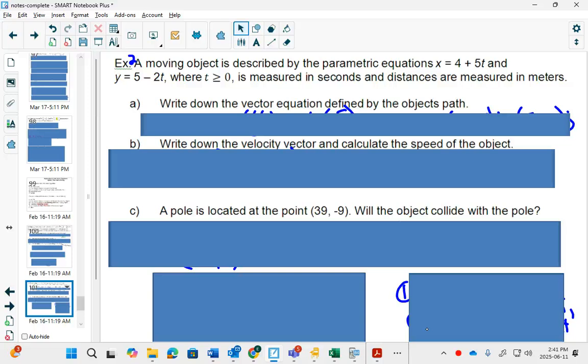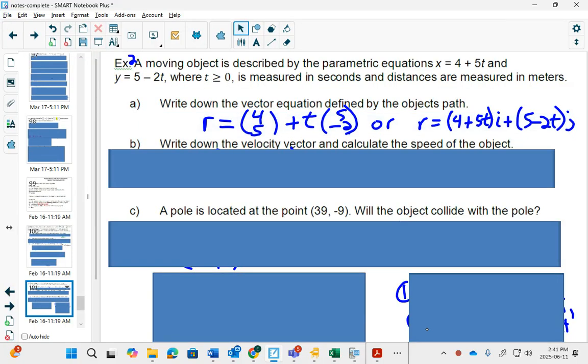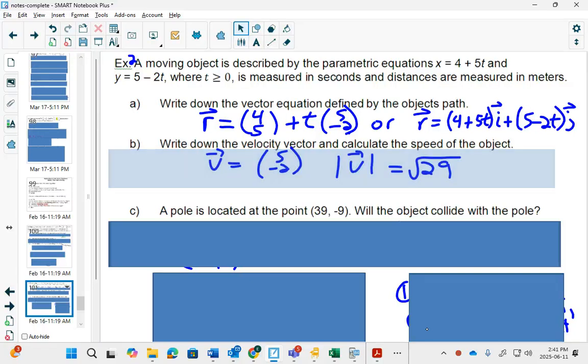They give us the parametric equations. Could you write the vector equations? Oh, and then I would move arrows over the i and the j. So here's our vector equation. Write down the velocity vector. Well, the velocity vector is your direction vector. And the length of it would be a squared plus b squared equals c squared. 5 squared is 25, negative 2 squared is 4. 25 and 4 is 29.